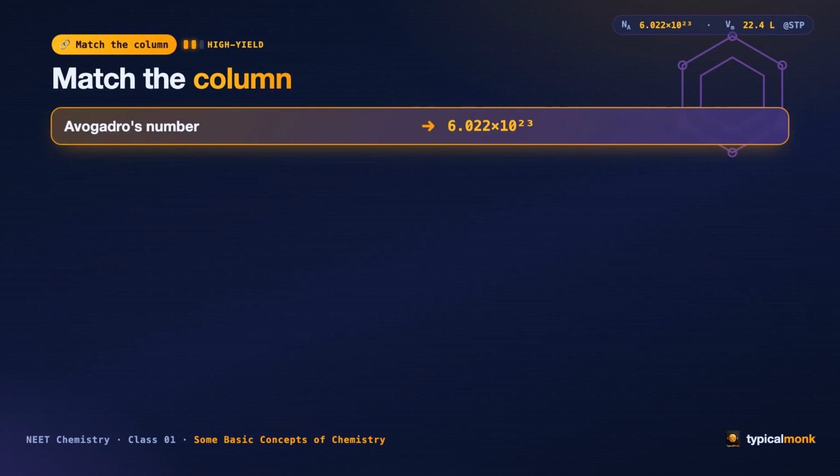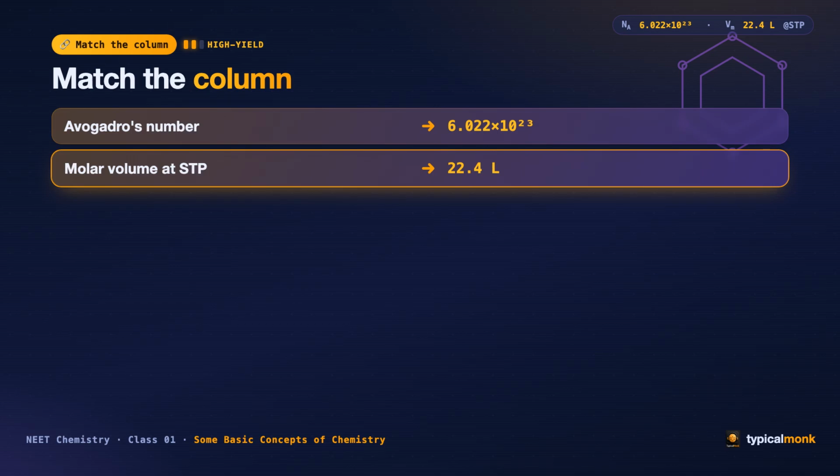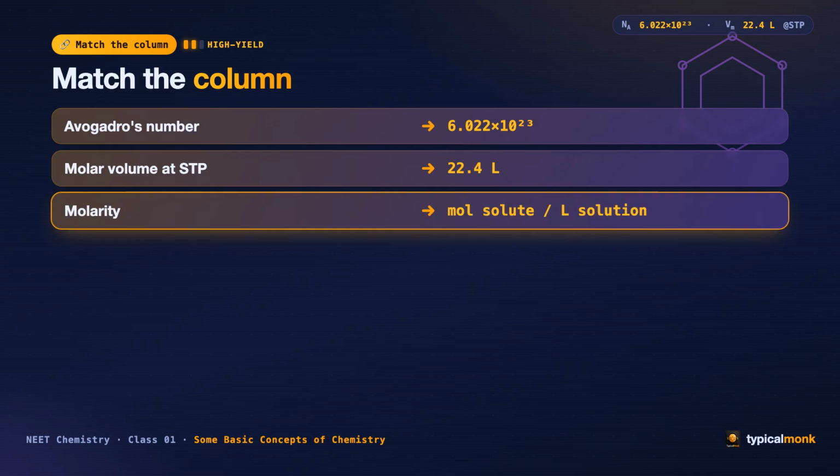A quick match now. Say each answer aloud before I reveal it. Avogadro's number, 6.022 × 10^23, the count hiding inside every mole. The molar volume of a gas at standard temperature and pressure, 22.4 liters. Any gas, always. Molarity, moles of solute per liter of solution.